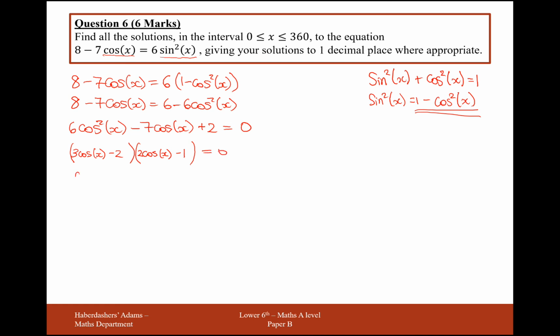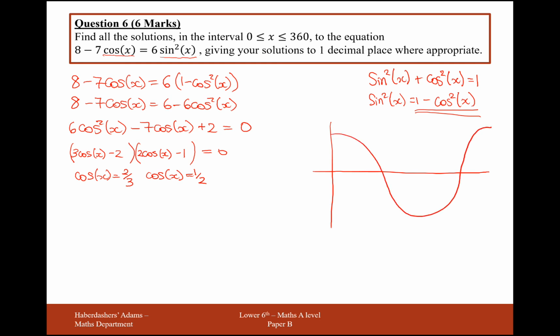So therefore, cos x is either going to equal 2 over 3, or cos x is going to equal 1 over 2. Okay, so this is going to happen for the whole cos range between 0 and 360. So let's draw out that graph between 0 and 360. I'm going to get a couple of solutions, one at 2/3 and one at a half. So we're going to get one set of solutions here, and then for the half one, we're going to get some solutions here.